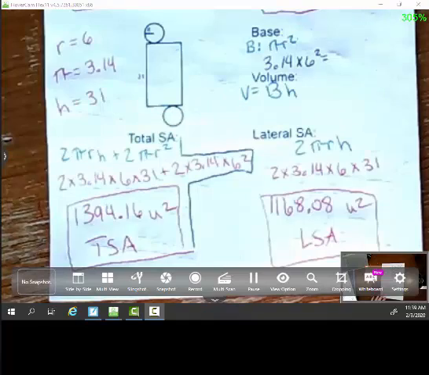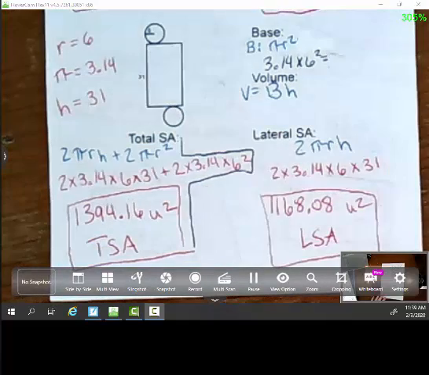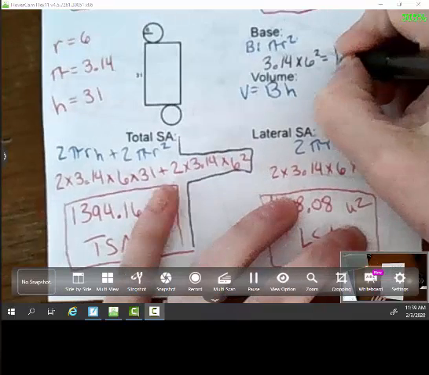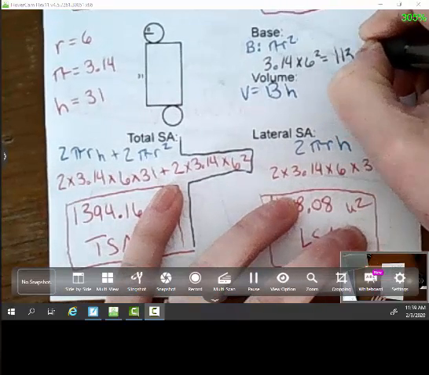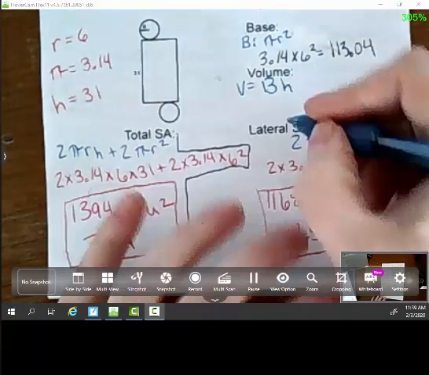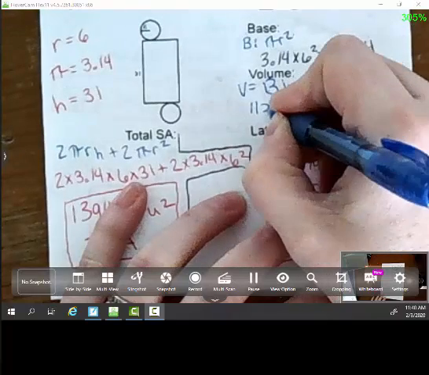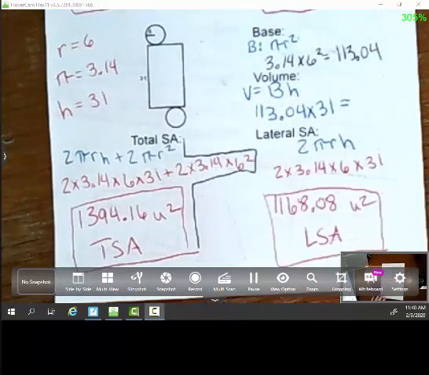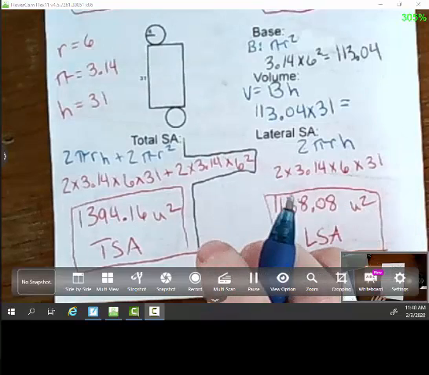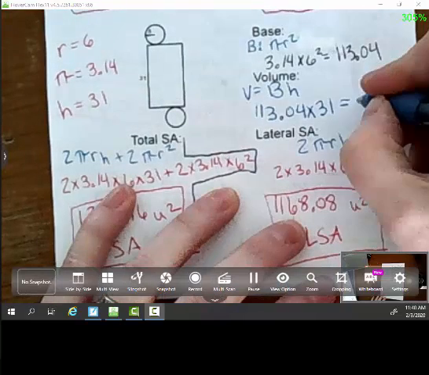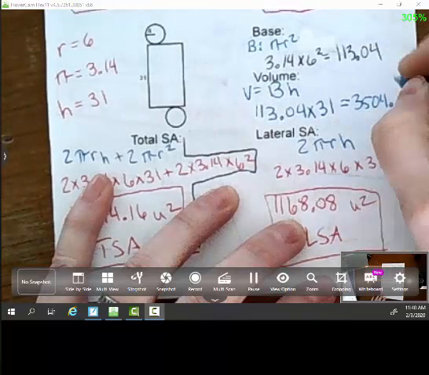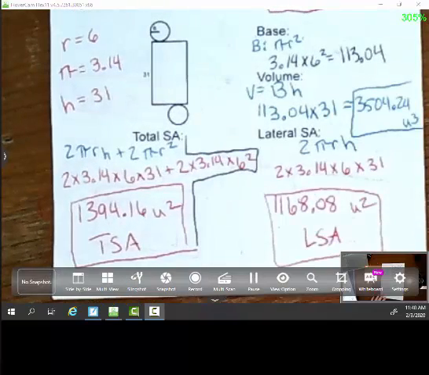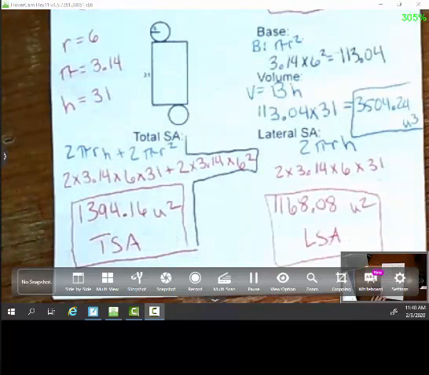So for volume, before I can touch the volume formula, what do I need to find? Big B. What is Big B? 113.01. And what do I do with Big B? Times by height. Big B times H. 3,504 and 24 hundredths units cubed.